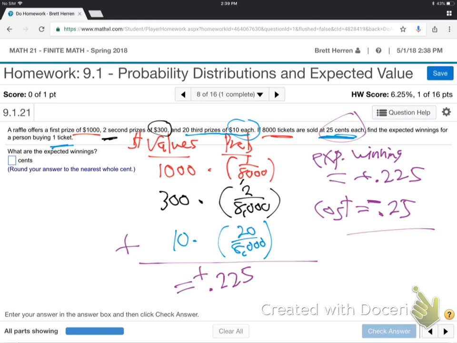Now, I could have subtracted that from each of these. I hope I'm not confusing you by doing it this way. I just didn't notice that until the end. So you can just subtract the cost at the end. Does that make sense? You can always just put the cost at the very end. This is what you expect to win, but this is what you will pay for that one ticket. Subtract that, and you get negative 0.025, don't you? So that's minus 3 cents. Basically, you expect to lose 3 cents for buying a ticket.